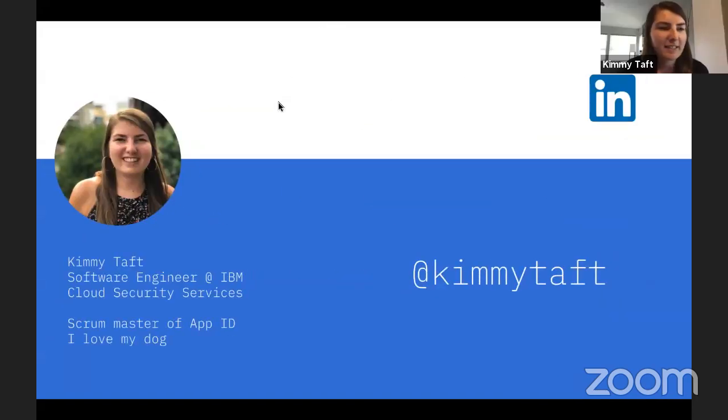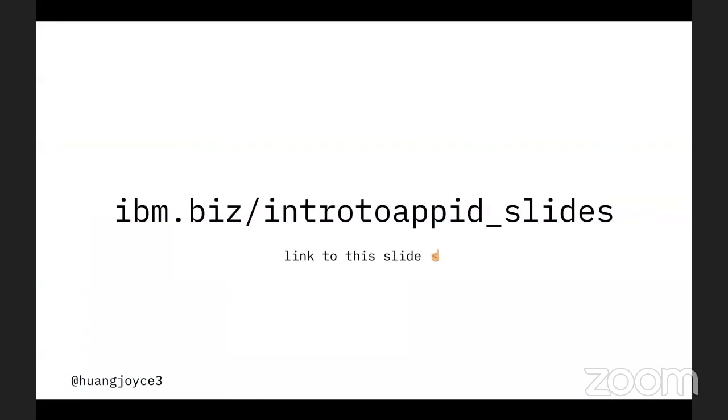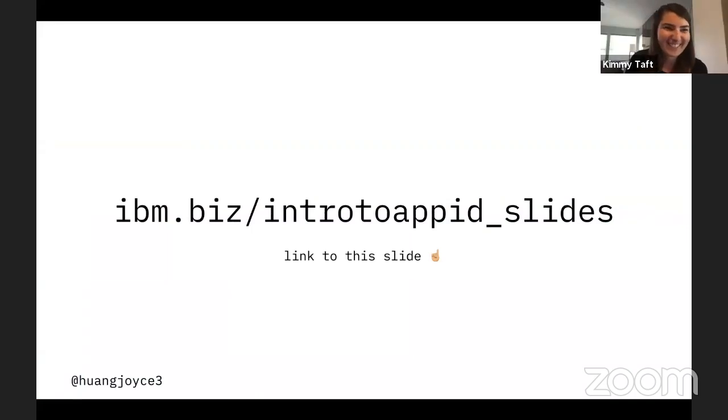Hi, everyone. My name is Kimmy Taft. I'm a software engineer at IBM in the Cloud Security Services group. I have been at IBM for about 2.5 years. I'm originally from Seattle as well, but fun fact, Joyce and I did not know each other until we both moved to Austin. I have a puppy who's about 10 months old now. And a weird fact about me is that I like to eat applesauce with my pizza. Gross. Hey, don't judge until you try it, okay?